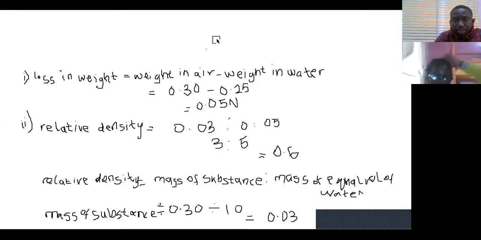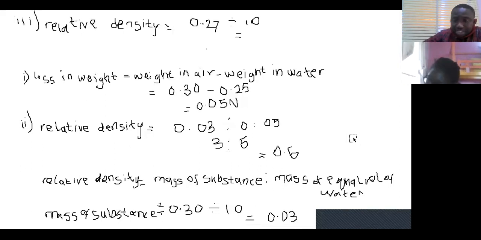Let's look at the third question. Could you do the third one up here? Which you are seeing there, that's 0.27. Remember, it's actually the weight of the liquid and the weight of the water. So if you use 0.27 as the relative density of the liquid, it's not going to work, because we have two things inside the liquid now, but we are looking for just the relative density of the liquid.